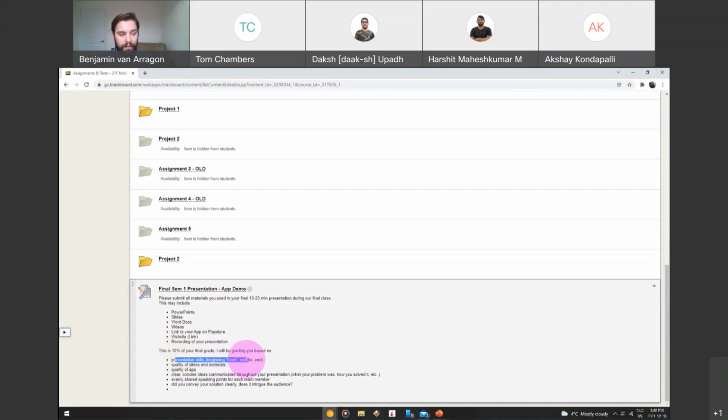So the beginning, middle, end, that hook that you use. Do you capture our attention? Do you explain the problem, solution? Quality of your slides and materials, the quality of the app, right? Clear, concise ideas communicated through your presentation, what your problem was and how you solved it. Shared speaking points for each team member.